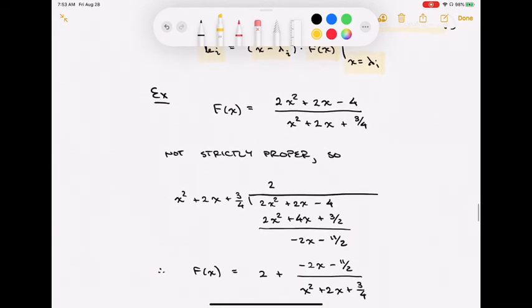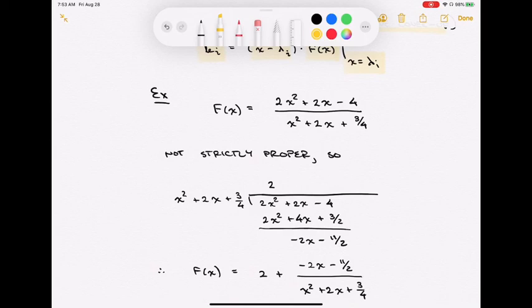As an example, let's take a look at this rational function. F of x equals 2x squared plus 2x minus 4 over x squared plus 2x plus 3/4. This is not strictly proper, so we need to make it strictly proper before we can break up that quadratic denominator into a sum of two first order pieces.